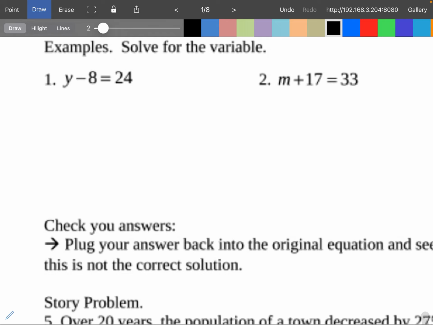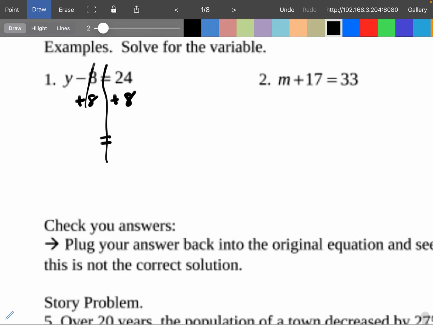All right, so we want to solve for the variable. That means we want to get the variable all by itself, okay? So on the left-hand side of that equal sign, we want just y by itself. That says y minus 8. So what's the opposite of subtracting 8? Yeah, so we're going to add 8 on both sides. And then these are going to cancel out and make 0. All right, negative 8 plus 8, that's 0.